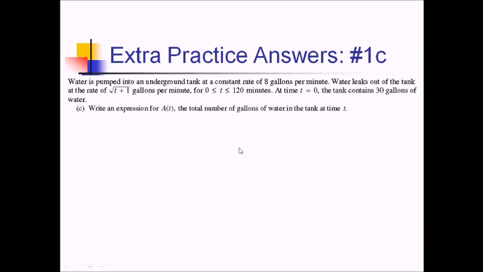For this part of the problem, they want an expression for A of t, the total number of gallons of water in the tank at time t. So again, we've got that initial 30 that we always have to factor in. And we're going to add the integral from 0 to t, because we want to pick the time. Inside, we're going to have the rate in, that's this 8, minus the rate out, that's this radical t plus 1. Except we can't put t in there. We have to put a different variable inside the integral, so we're going to use x. So I'm going to write plus the integral from 0 to t of 8 minus radical x plus 1 dx.